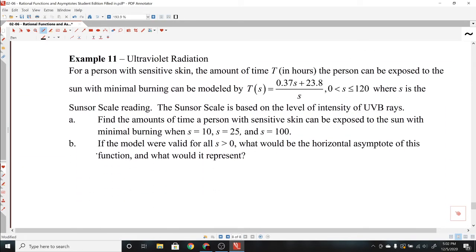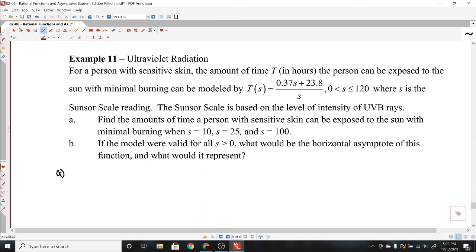Number 11, something else that's important. For a person with sensitive skin, the amount of time in hours the person can be exposed to sun with minimal burning can be modeled by this function here. And this model is only true for when S is between 0 and 120, where S is what's called the Sunburn scale reading, which is based on the level of intensity of UVB rays. So it's ultraviolet. I'm not sure what the B stands for, but rays. So this would be a value that you'd have to be given because we have no idea what this scale is. So it says find the amounts of time a person with sensitive skin can be exposed to the sun with minimal burning when S is 10, 25, and 100.